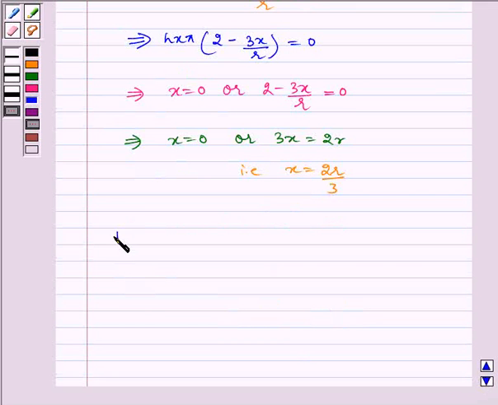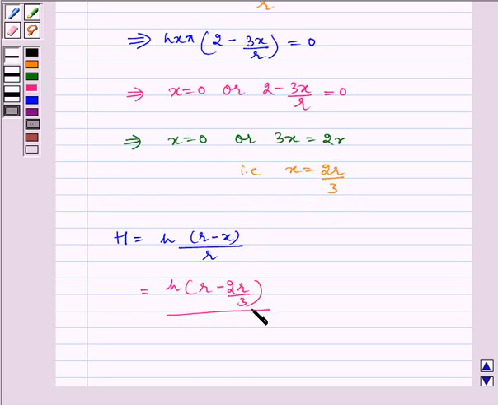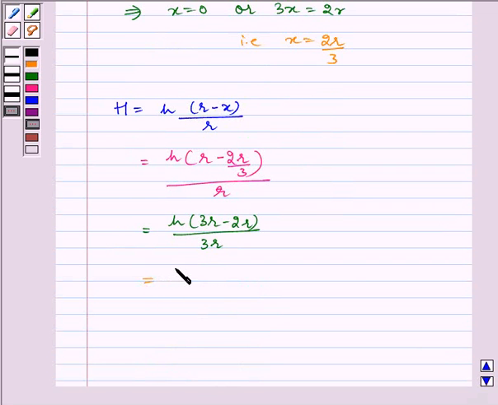Now, capital H is equal to h multiplied by (r minus x) whole divided by r, which is equal to h multiplied by (r minus 2r by 3) whole divided by r, which is equal to h multiplied by (3r minus 2r) whole divided by 3r, which is equal to hr by 3r. r and r get cancelled, so it is equal to h by 3. Hence, capital H is equal to 1 by 3 of small h, when x is equal to 2r by 3.